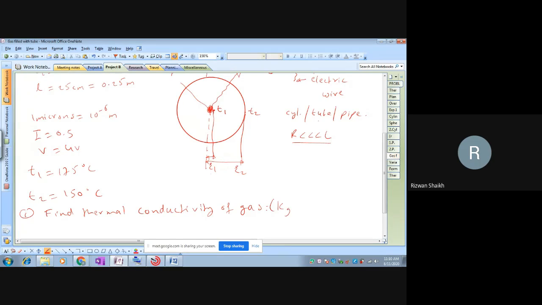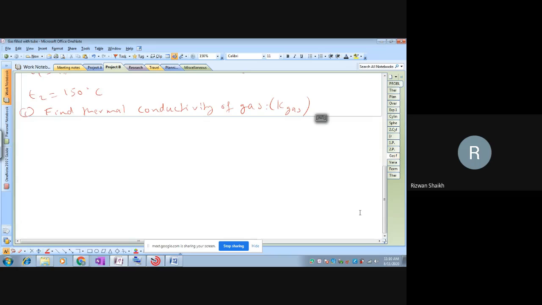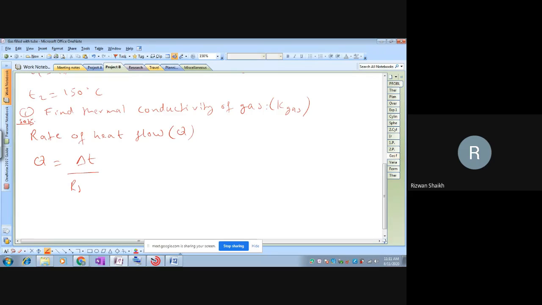That is K of gas they are asking to calculate. So how can we calculate? We can apply the basic equation. Can anyone tell me the rate of heat flow equation? The rate of heat flow, that is Q, can be written as Q is equal to del T upon RTH, that is thermal conductive resistance.